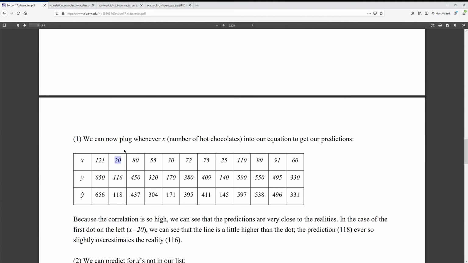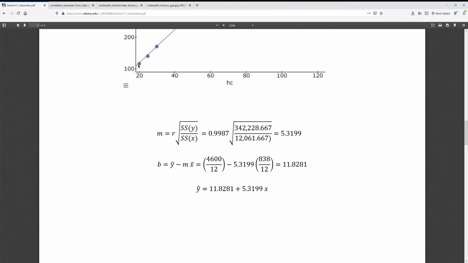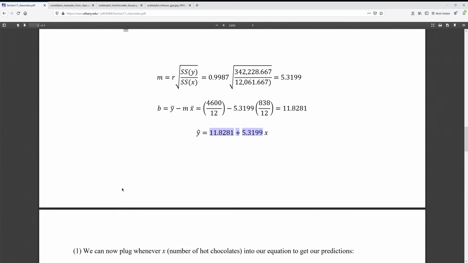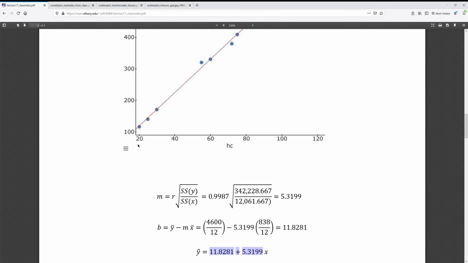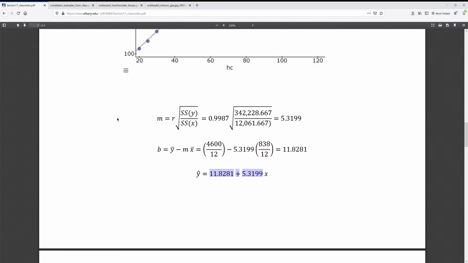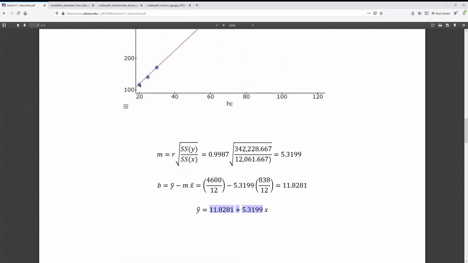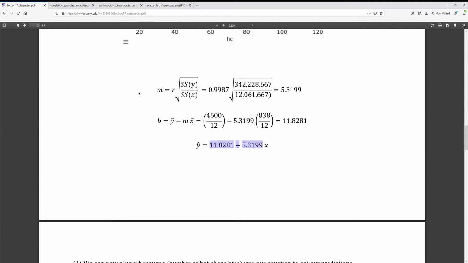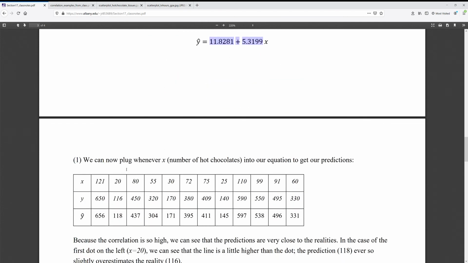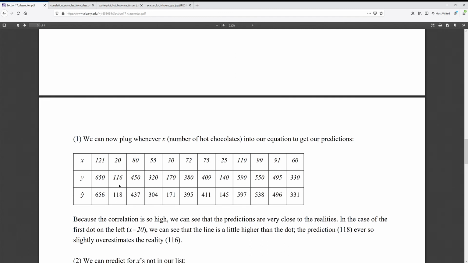On the other hand, we've got 20, which I think is probably the first dot on the other end. So there it is. The reality was 116, but if we run 20 through the formula, 20 times that plus that, we get 118. So there we are. Let's see which is which here. So again, we're overestimating ever so slightly. The reality is at 116. The height of the line is at 118, which is a little bit higher. So the dot is a little bit below the line, 116 versus 118, but still very close numerically, visually.